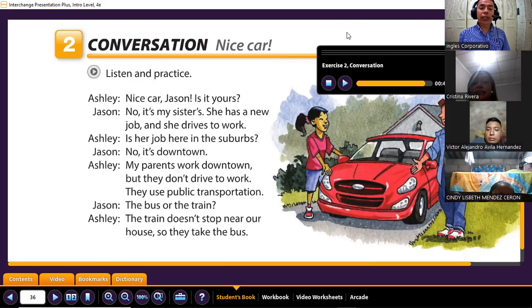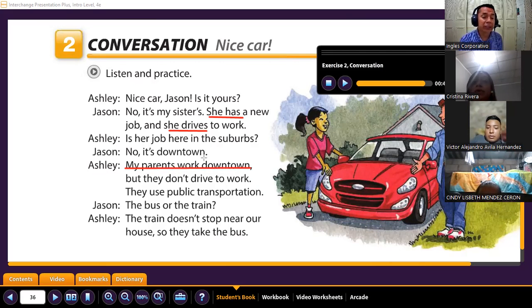Well, the purpose is to check some sentences that are in simple present, right? Like here, she has. It's not she have, it's she has, right? She drives. It's not she drive, it's she drives. Okay, my parents work. Here, we don't say works, right? We say work. And in negative, we say, for example, they don't drive to work.